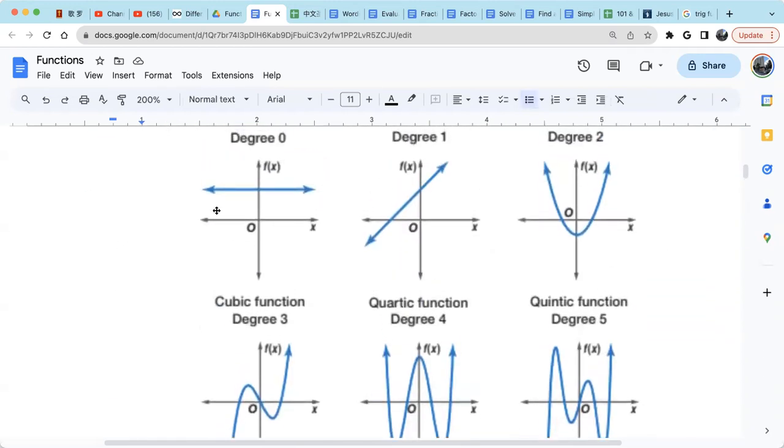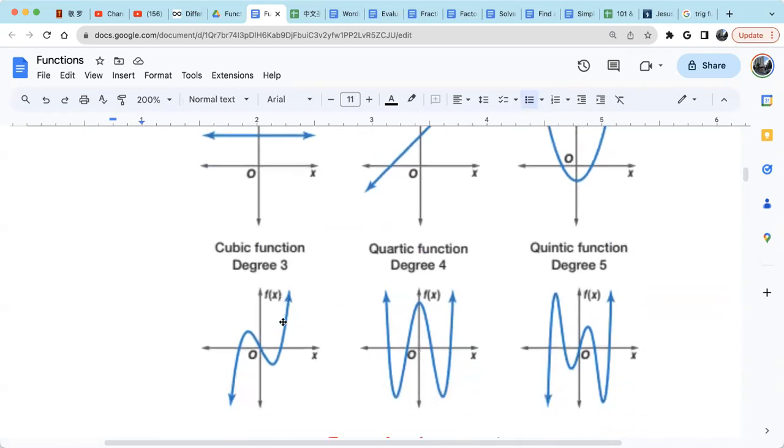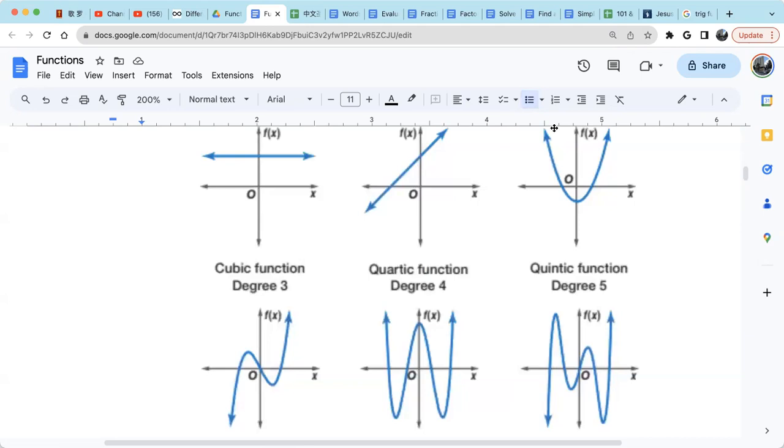So you can imagine this like one piece of string, right? One piece of string. So here straight, wiggle once, wiggle twice, all right?